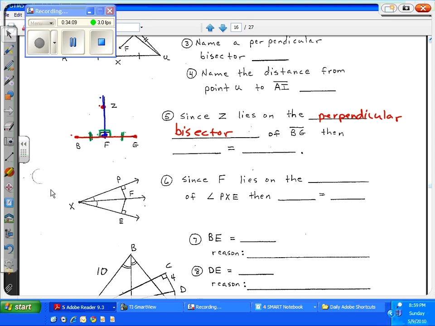F lies on what? Point F, number 6, lies on ray XF. Well, what is ray XF? Well, this little angle is equal to this little angle. Therefore, it must be the bisector of that angle. So point F lies on the bisector of angle PXE. Therefore, you can reach what conclusion? Okay?